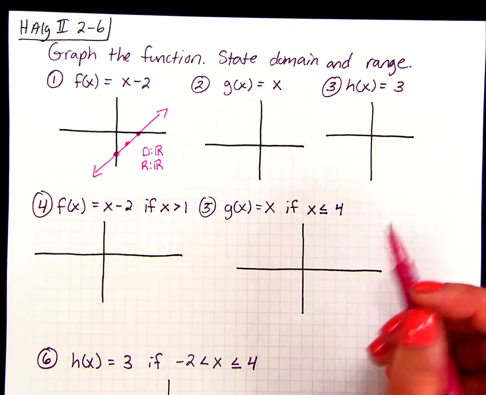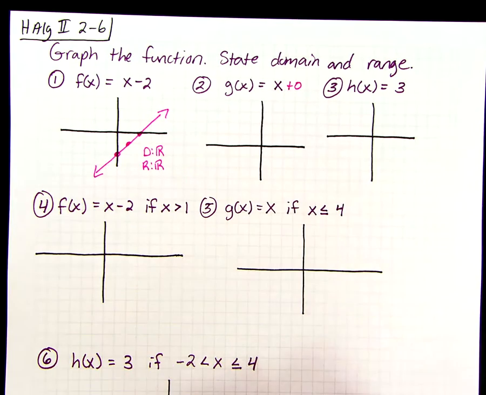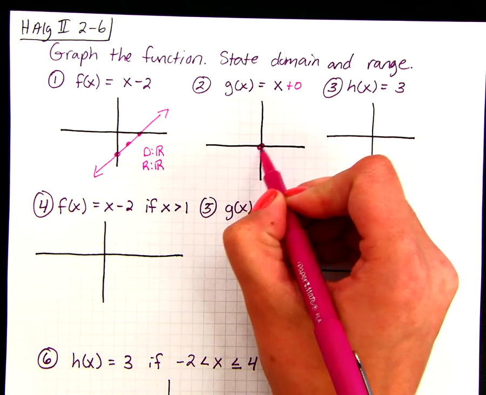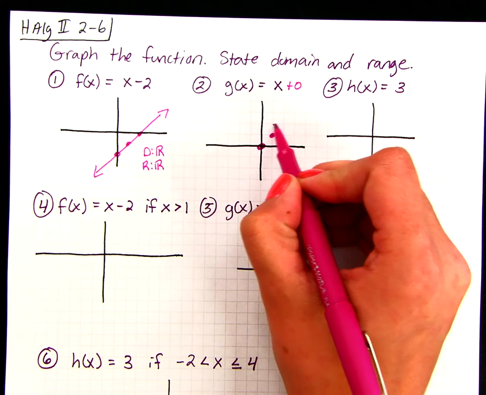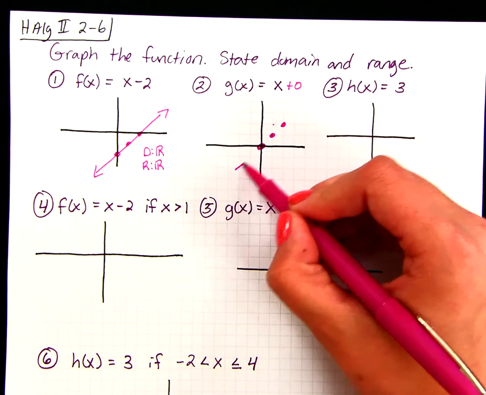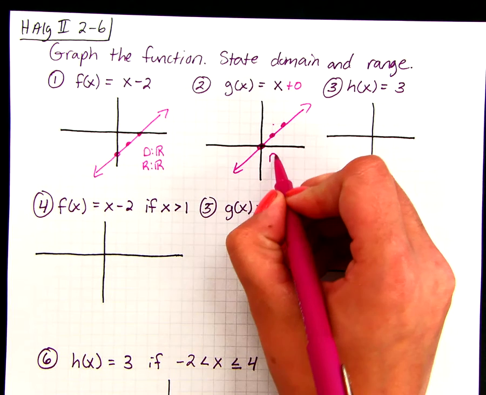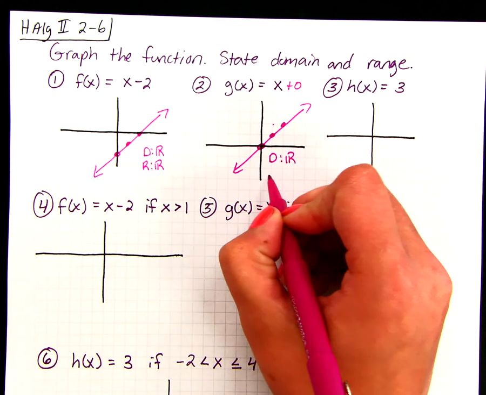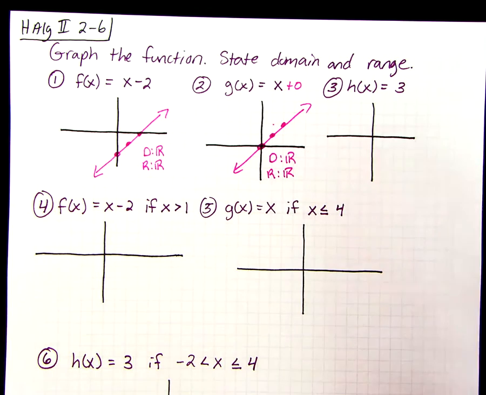So the next one, this is like saying x plus 0, so that means our y-intercept is 0. And then we have a slope of 1 again, so we're going up 1 over 1, up 1 over 1, and then just connecting that into a straight line. So the domain is going to be all reals, and the range will also be all reals. So again, it's going in both directions forever without any breaks.